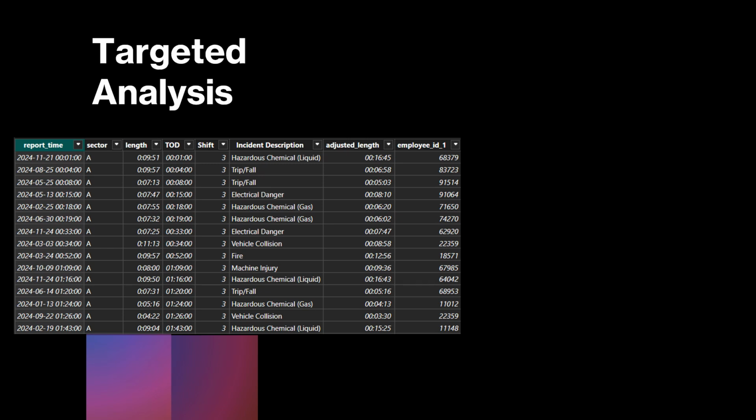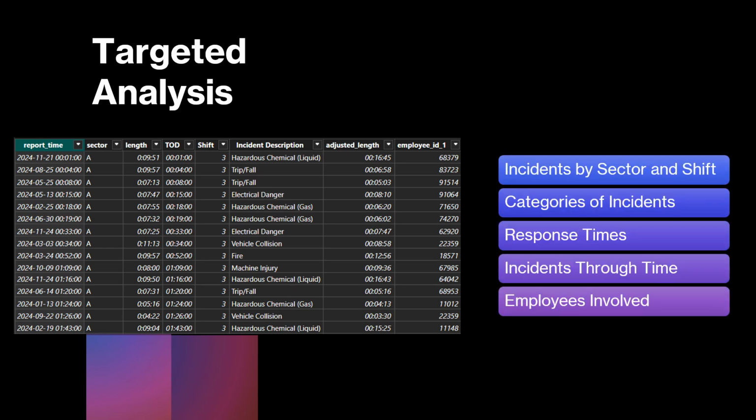I'm setting the project up as if I was a consultant doing the safety analysis on behalf of IndustrialCo. We will take this table of incidents that IndustrialCo provided and use the magic of Power BI to turn what is essentially just boring data into visuals and derive meaning from it. We will be specifically examining 5 key items: incidents by sector and shift, the category or type of incident, response times, incidents through time, or when it happened through the year, and the employees involved.